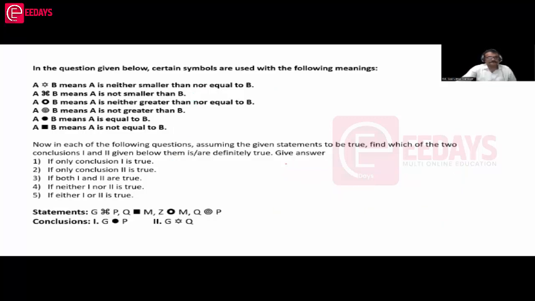Next one. Neither smaller than nor equal means greater than. Not smaller than means greater than or equal to. Neither greater than nor equal to means smaller than. Not greater than means smaller than or equal to. This is equal and this is not equal. First one, g is greater than or equal to p. g is greater than or equal to p.